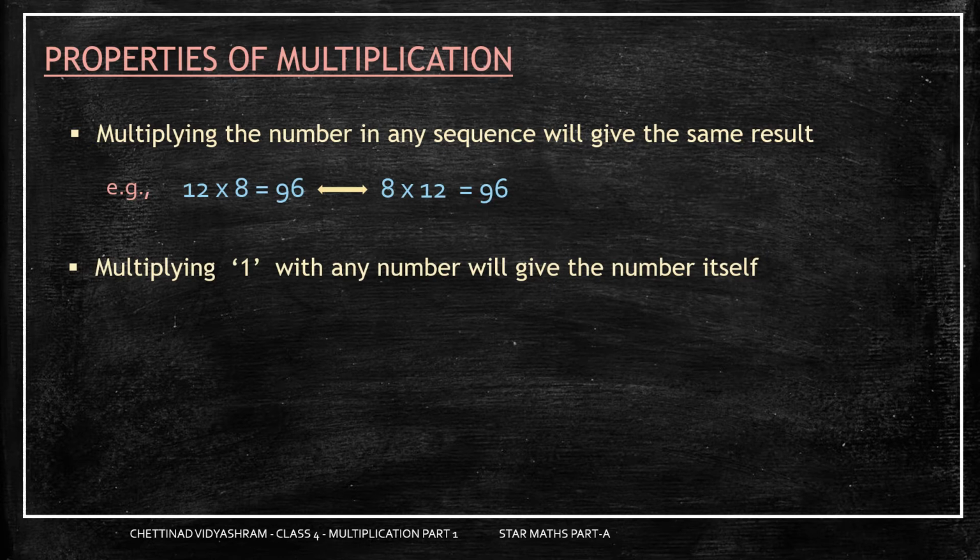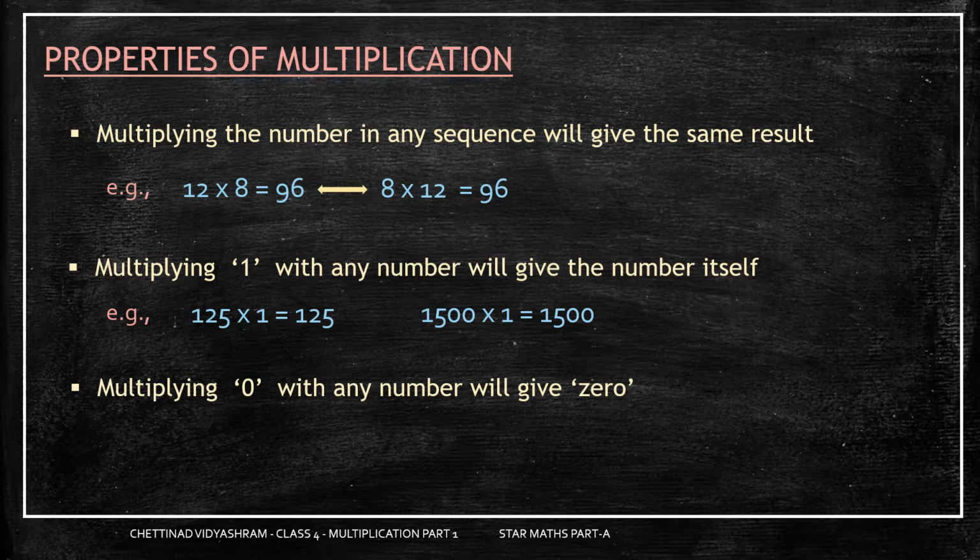Multiplying 1 with any number will give the number itself. So when you multiply a number with 1, you will get the answer as the number itself. Example, 125 into 1 gives you 125. 1500 into 1 is also 1500.